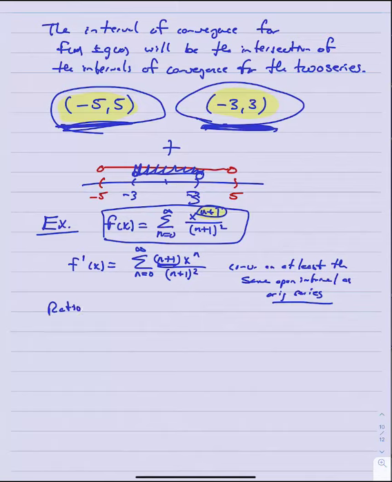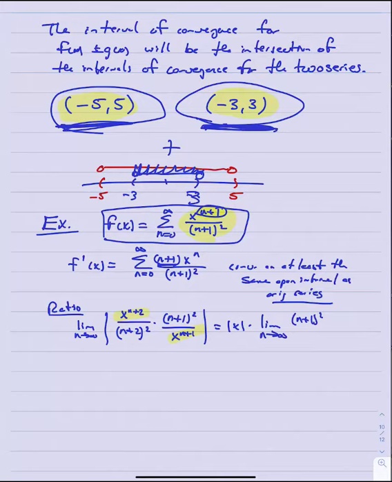So back to the same routine. I do the ratio test, and I look at the limit as n goes to infinity of the absolute value of x to the n plus 2 over n plus 2 squared, times the reciprocal of this, which would be n plus 1 squared over x to the n plus 1. I can see that I'm going to get a factor of the absolute value of x to come out, times the limit as n goes to infinity. All the remaining factors are positive, so I'll just drop the absolute value.